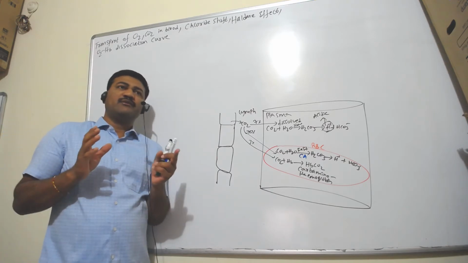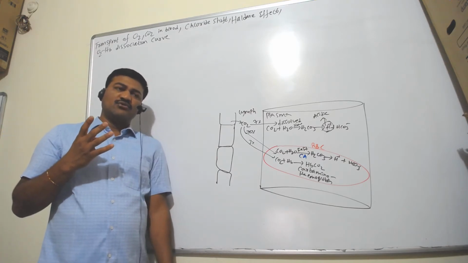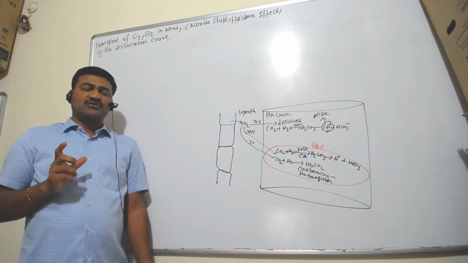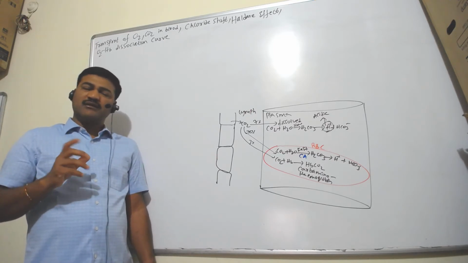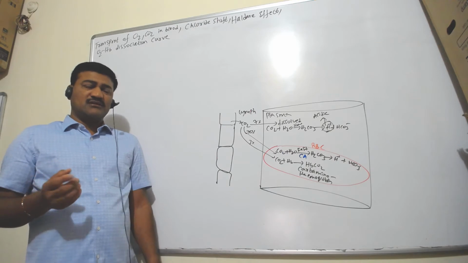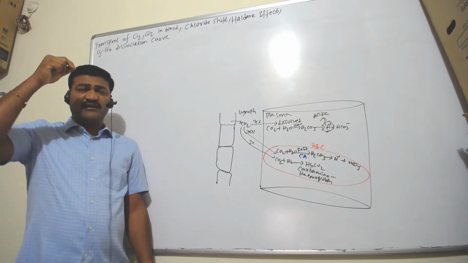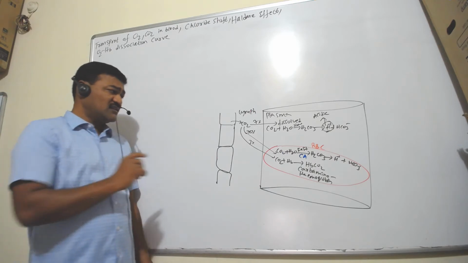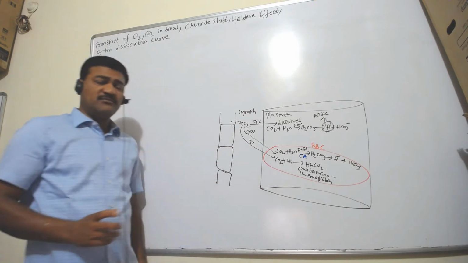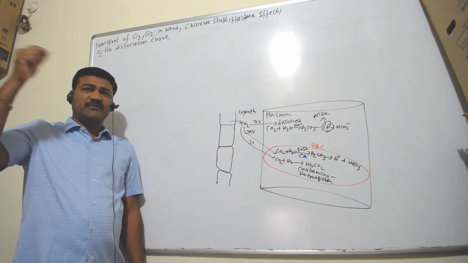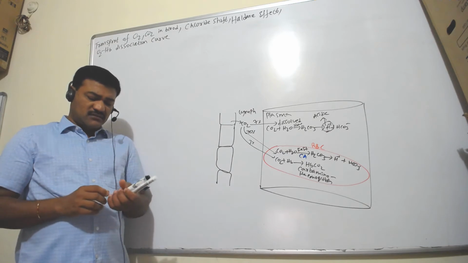You know, one hemoglobin molecule has 4 hemes, so each heme can combine with an oxygen. So one hemoglobin can combine with 4 oxygen molecules, and the oxygen actually binds with the iron of the heme. But where does the carbon dioxide bind? The carbon dioxide binds with the amino terminal of the hemoglobin.